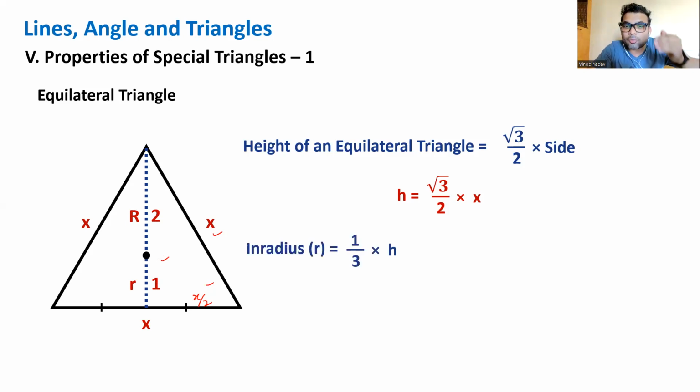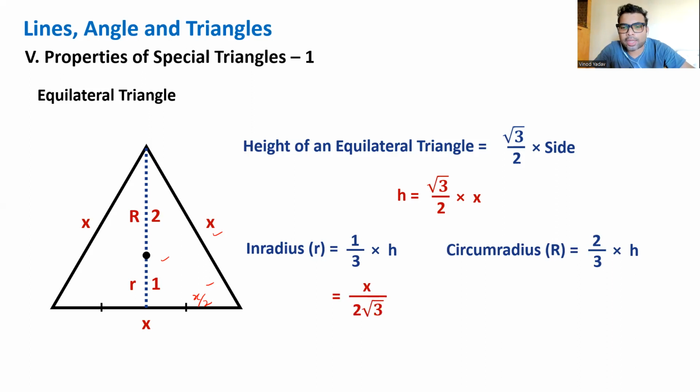So inradius will be 1/3 of the entire median or entire height. So 1/3 of h, so 1/3 of root 3 by 2 into x, and circumradius will be 2/3 of root 3 by 2 into x. So substituting the value of h and solving, you get x by 2 root 3, and this will be x by root 3. All right. I hope you got it.